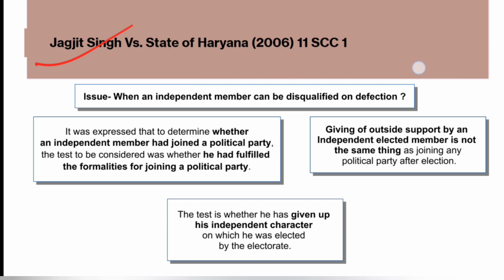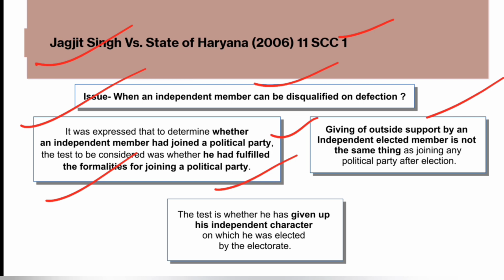The third important judgment would be Jagjit Singh versus State of Haryana, 2006, and this is the citation. The issue was when an independent member can be disqualified on defection. There were some doubts about an independent member being alleged to have defected. It was held that to determine whether an independent member had joined a political party, the test to be considered was whether he had fulfilled the formalities for joining a political party or not. If the circumstances show that he has fulfilled the formalities, that means he has joined it, or he has the intention of joining.